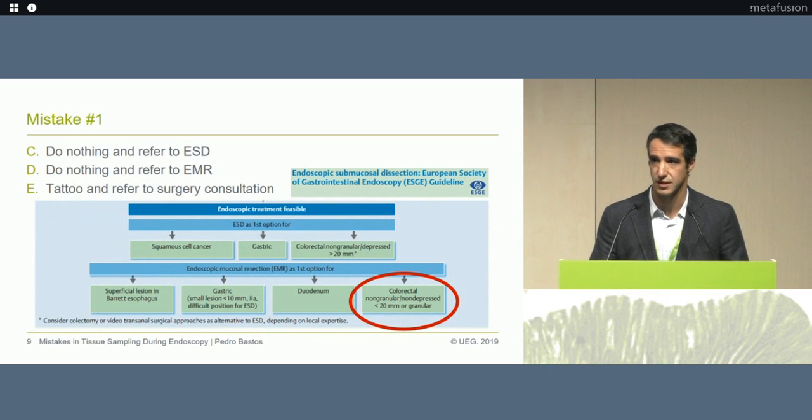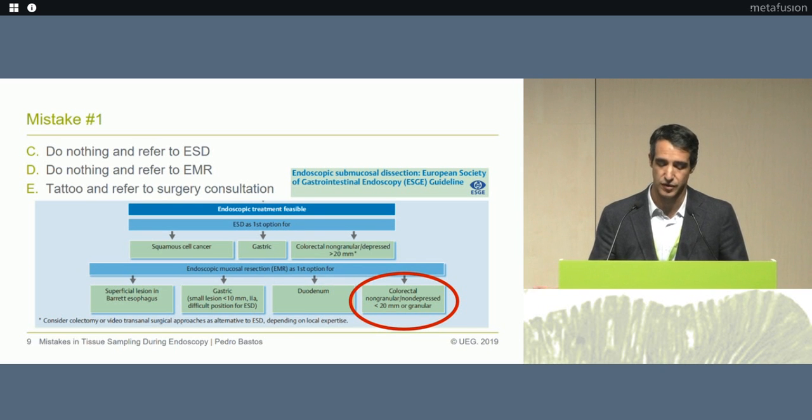And I'm not sure this is settled in the endoscopy field. And of course, people who do endoscopic dissection feel very strongly about it. But the European Society tells us that granular lesions, irrespective of size, can be removed by piecemeal EMR, basically because the risk of invasive carcinoma is very low.